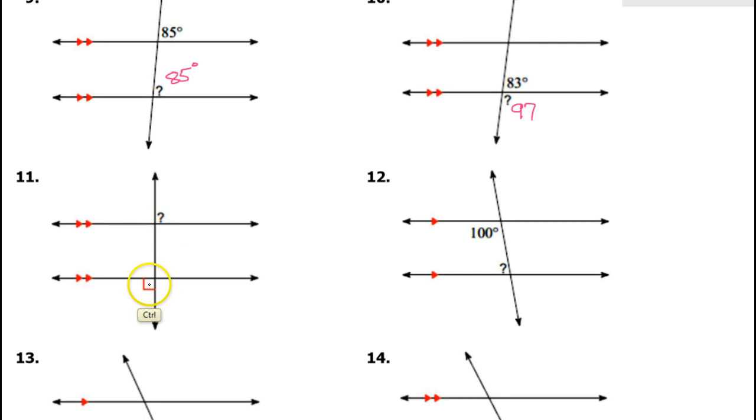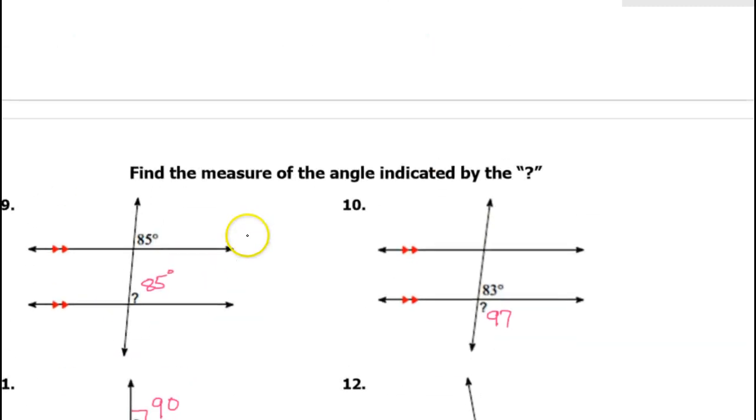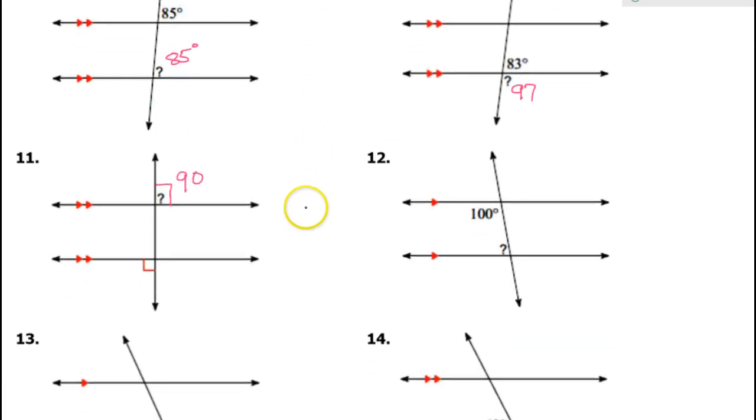Okay, well here you have a 90-degree angle. That's going to really mean that all of these angles have to be 90 degrees, including this one. So this is going to be a 90-degree angle. By the way, these are alternate exterior angles. Are we supposed to name these? Find the measure of the angle. Nope, I guess we're just doing numbers.